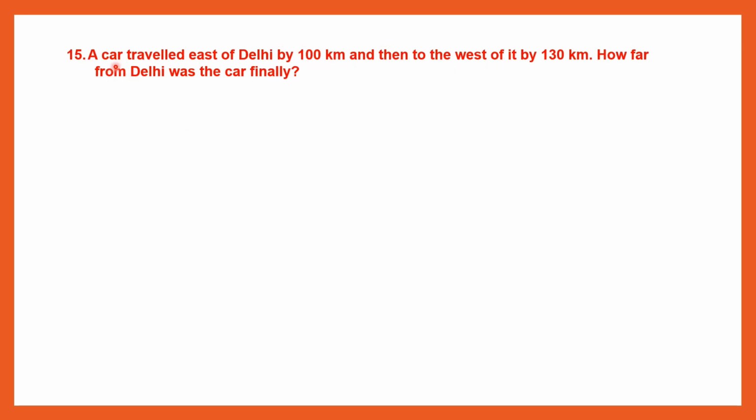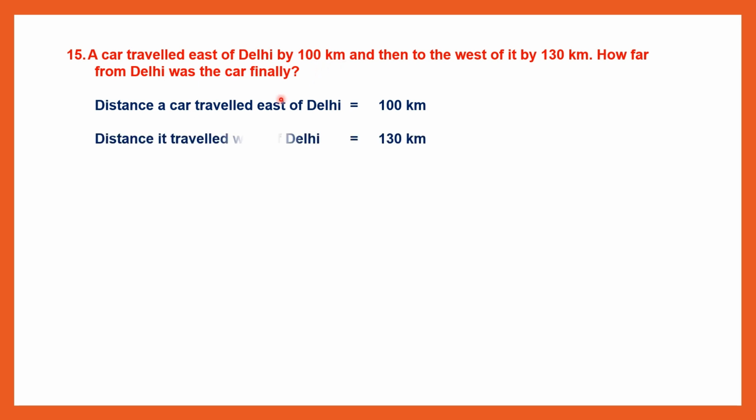Question 15. A car travelled east of Delhi by 100 kilometers and then to the west of Delhi by 130 kilometers. How far from Delhi was the car finally? So it went to the east first and then it went to the west. So finally, how far was the car away from Delhi is the question. So distance the car travelled east of Delhi is 100 kilometers, given to us in the question. Distance it travelled west of Delhi is 130 kilometers. Now distance the car was away from Delhi.